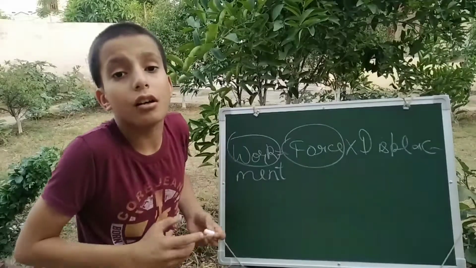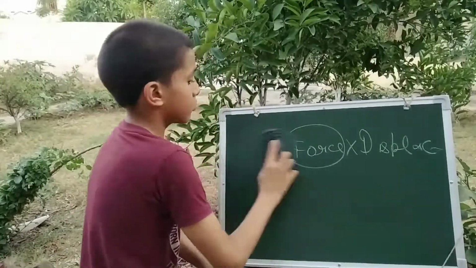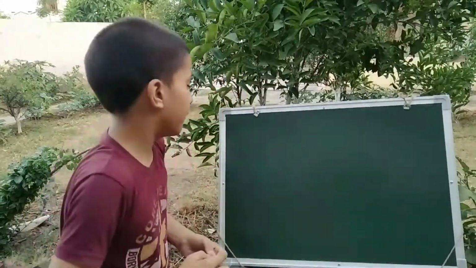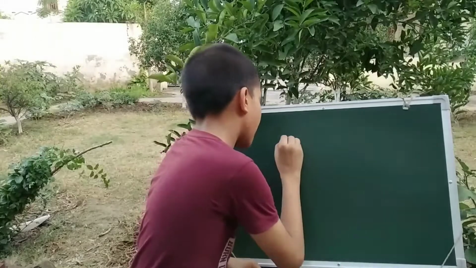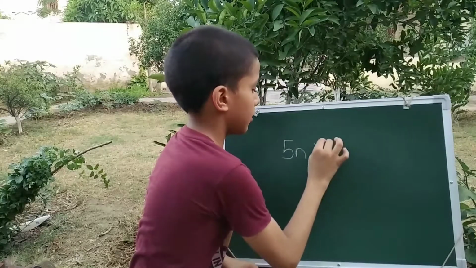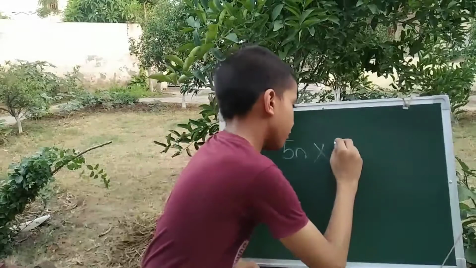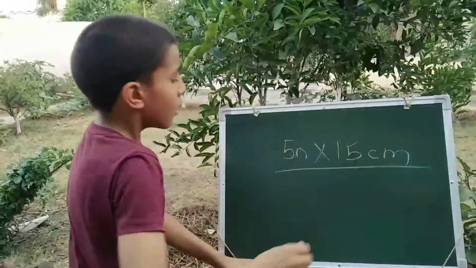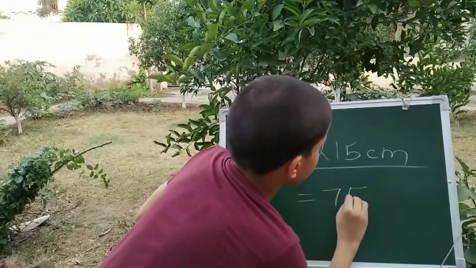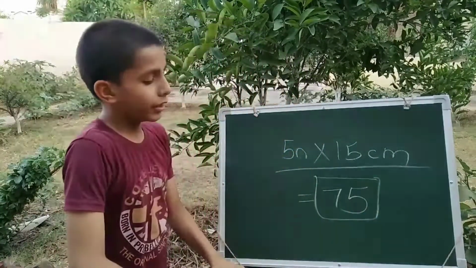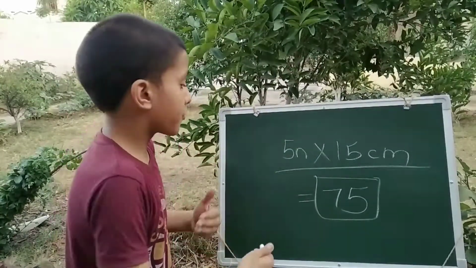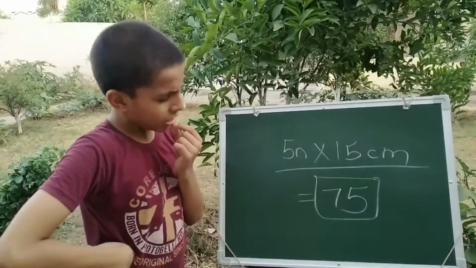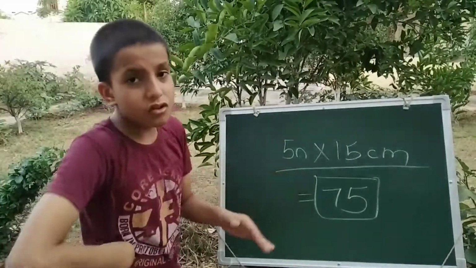So what is the work done? Let's find it out. Let's use our formula of work. 5 Newton multiplied by 15 centimeter, so I've got 75. It means I have done 75 of work on this stationary duster. But this is not complete.